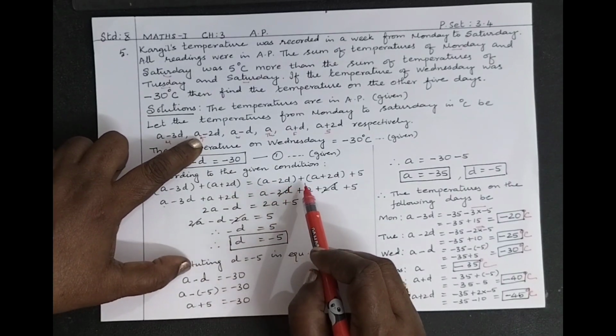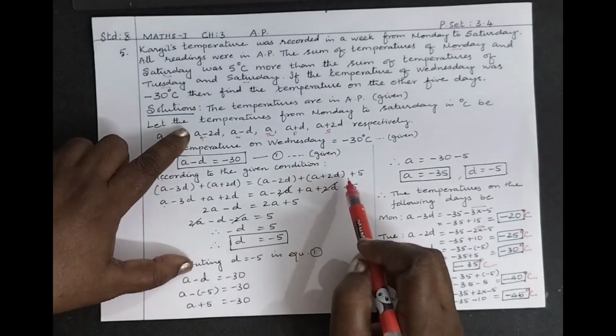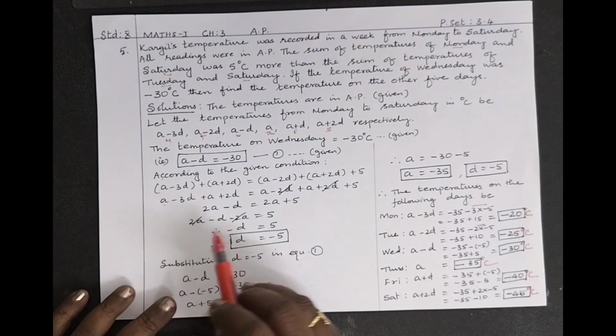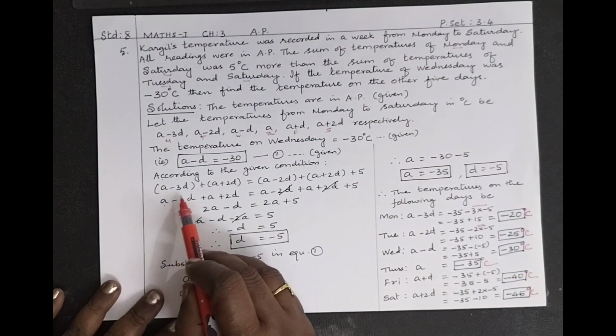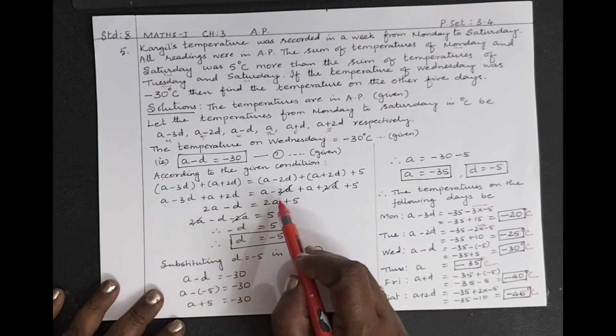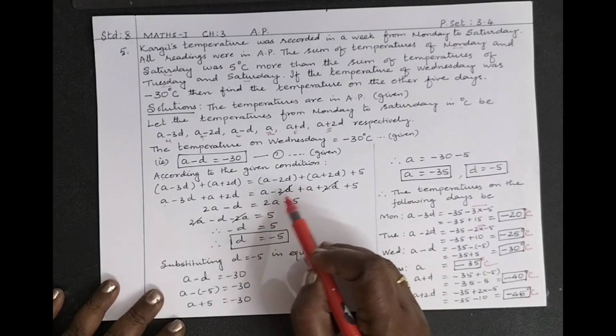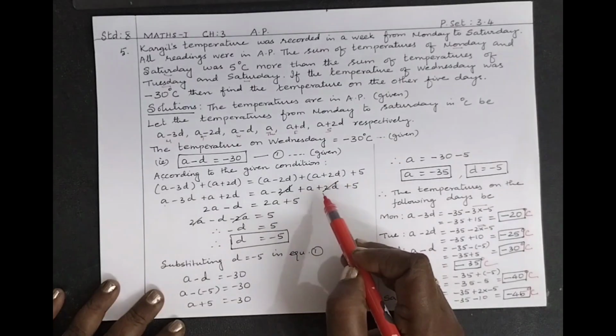A minus 2D plus Saturday, A plus 2D, 5 degrees more, so plus 5. Okay, then open the bracket: A minus 3D plus A plus 2D is equal to A minus 2D plus A plus 2D plus 5. Just cancel this minus 2D and plus 2D.